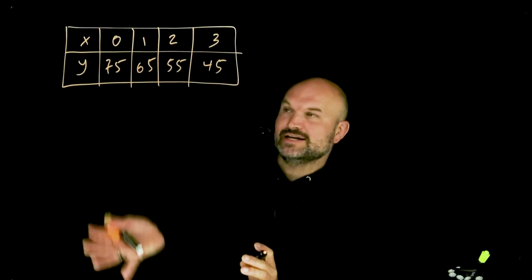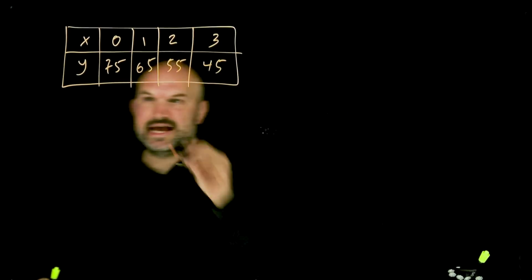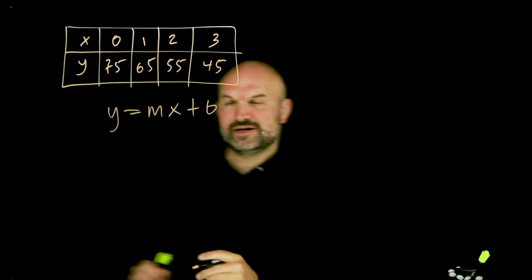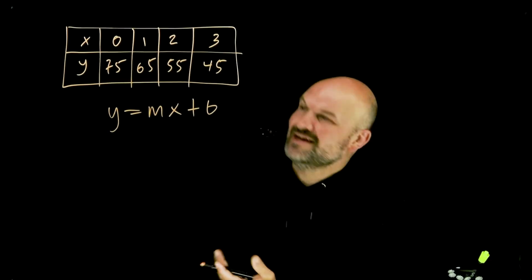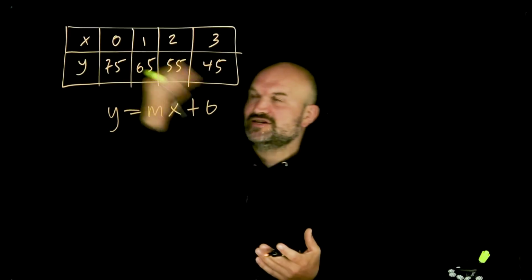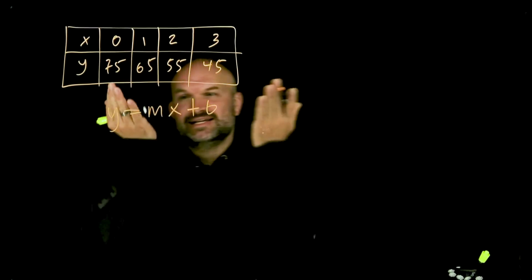Okay, so what we're trying to do is, we're given this piece of information and we want to go ahead and rewrite the equation in y equals mx plus b, which is going to be our slope-intercept form. So we have a table of values, right? We have our x values, we have our y values.